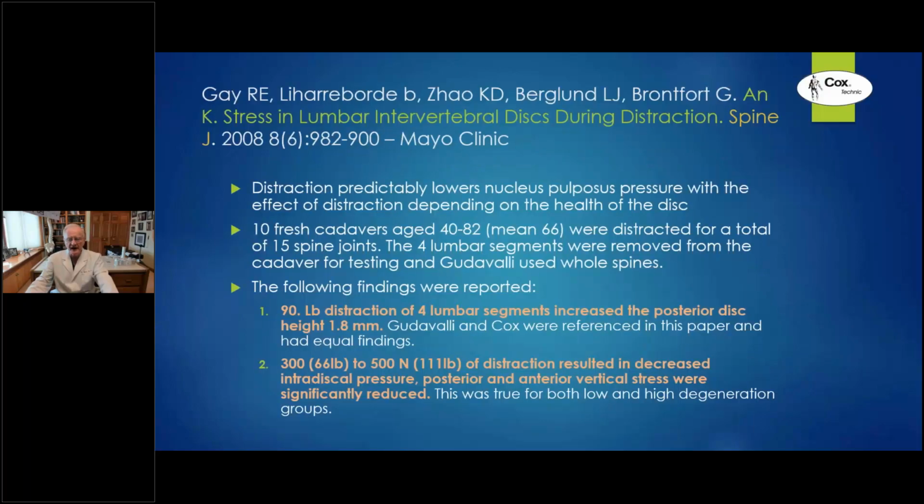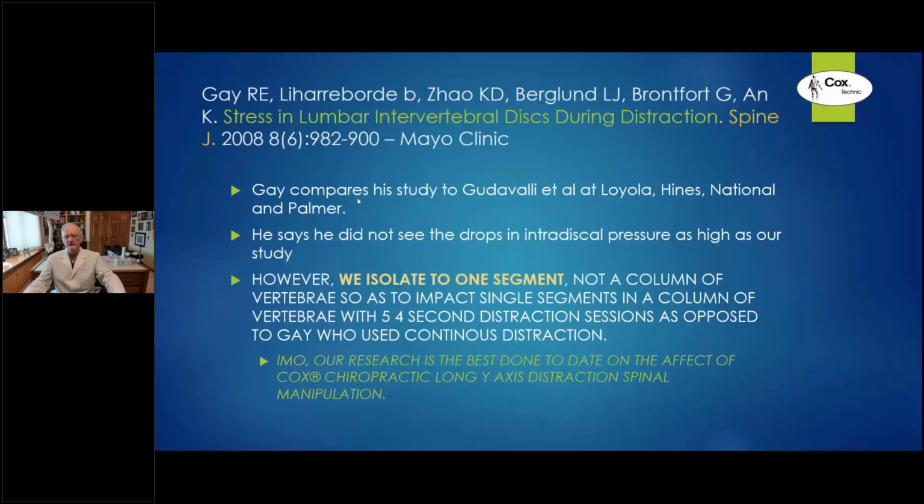We covered the work of Gay at Mayo Clinic in this paper, that they basically agreed with the work of Gudavalli and Cox, as done in the studies at Loyola and Heinz VA Hospital National and Palmer in a collaborative study. Gay pointed out that axial distraction, long y-axis, decreased intradiscal pressure by 99%, more than with either flexion or extension added. Gay went on to say that they were isolating a removed spine in a group of segments. We isolate to individual intervertebral discs.